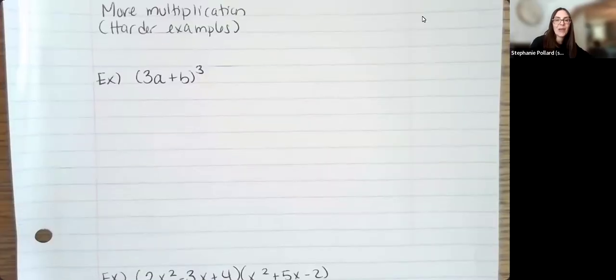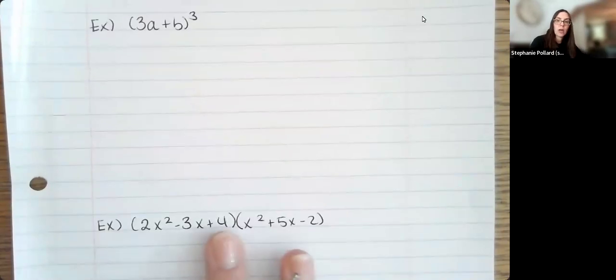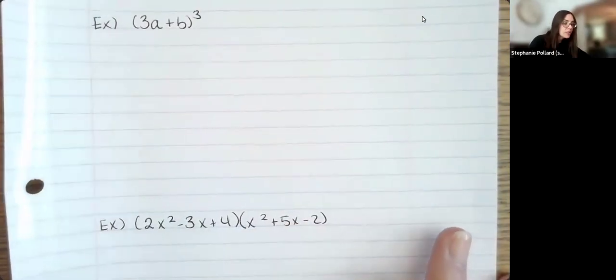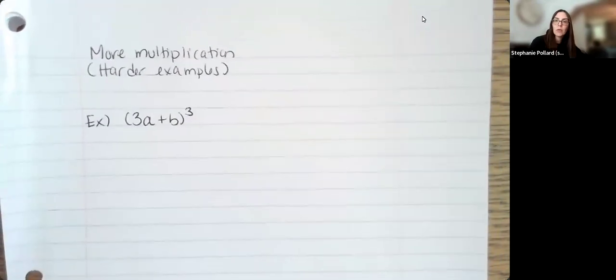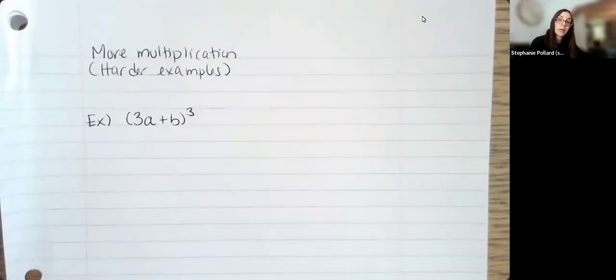Hi everybody, in this video I'd like to do a few more multiplication problems, particularly on some harder examples where we're either cubing something, so not just squaring it but going up to the cube, or you can see below here I have two trinomials that I'm multiplying. So this could be a great video to actually just try these problems yourself first and see if you can figure them out, work on your multiplication, and then check your answers in the end.